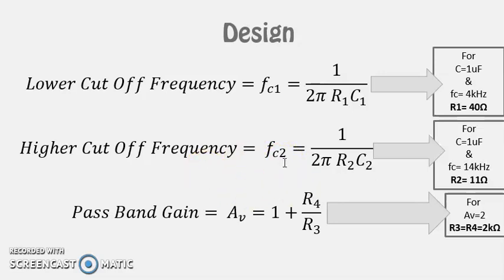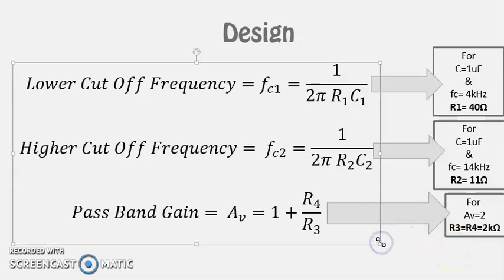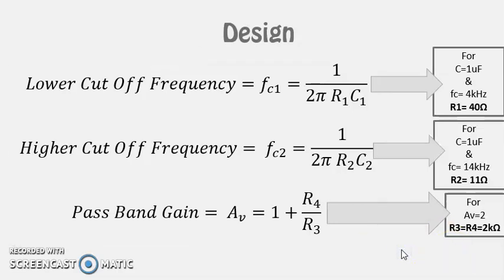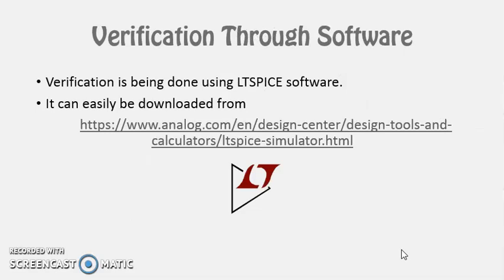So for FC2 equal to 14 kilohertz, we will again start by taking the capacitor equal to 1 microfarad, and the value of resistance will come out to be 11 ohms. So for the higher cutoff, we need to adjust R2 and C2 as 11 ohms and 1 microfarad respectively. For a passband gain of 2, we'll keep R2 and R3 equal to 2 kilo ohms. So this is what is supposed to be done for achieving the design parameters of the active band pass filter.